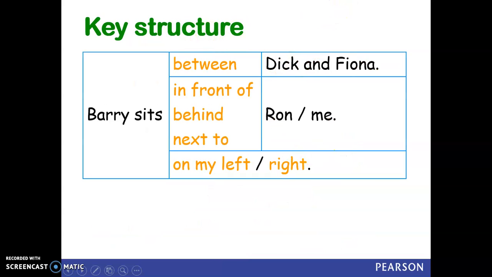So this is the key structure that we would like you to learn from this video. And it is about where people sit. So for example, you can say Barry sits between Dick and Fiona. That means that Barry sits in the middle of them. And you can say Barry sits in front of Ron, or Barry sits behind Ron or behind me, or Barry sits next to the name, or Barry sits on my left or on my right. So these are all the prepositions that we have learned.